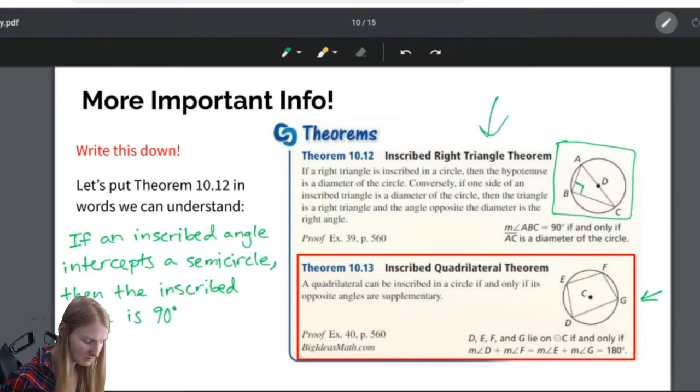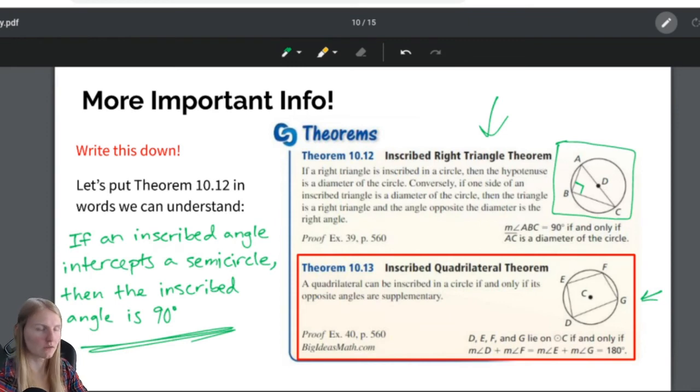Okay. So make sure that this is in your notes. The easy to understand version is in your notes. You could put this version in your notes if you wanted to. I think it's a lot of words. Make it easier for yourself.